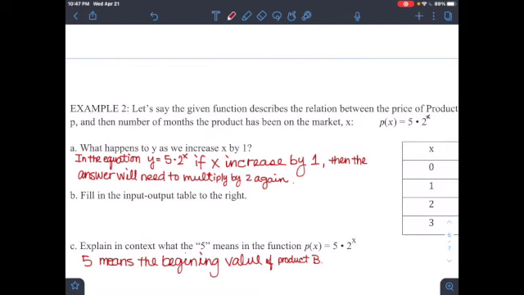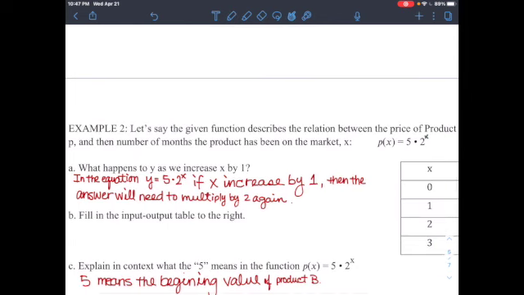What happened to y as we increase x by 1? In the equation, y equals 5 times 2 to the x. If x increased by 1, then the answer will need to multiply by 2 again. So think about this. If x goes in as 1, that's times 2. If x goes in as 2, it's 5 times 2 times 2.